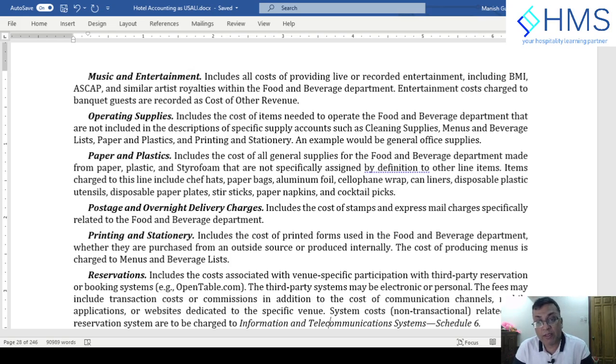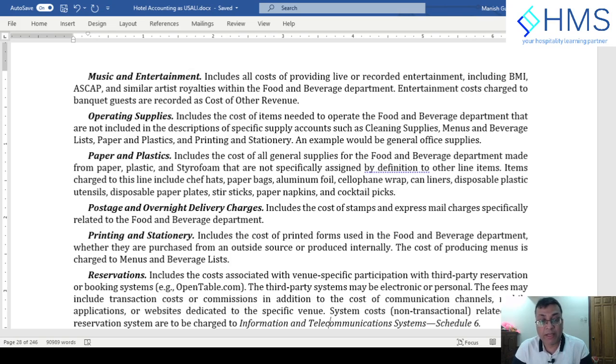Then you have paper and plastic, meaning the cost of disposable styrofoam and plastic, which is not specifically assigned to the other line items. For example, chef hats, paper bags, aluminum foil, cellophane wraps, cake liners, disposable plastic utensils, disposable paper glasses, stir sticks, paper napkins, cocktail picks. Those will all be charged to paper and plastics. In the past, when this line was not added, it used to go to the operating supplies. Now it comes to paper and plastics.